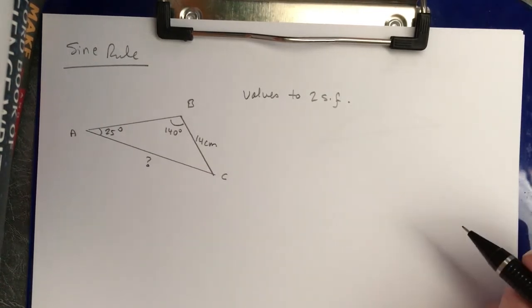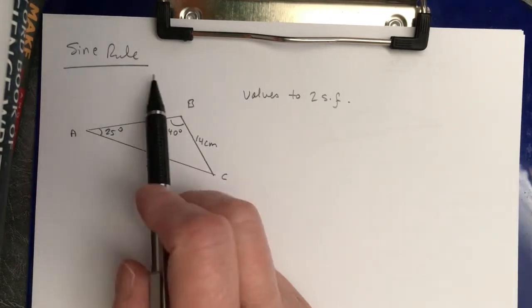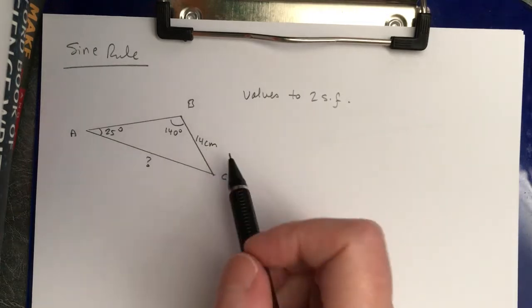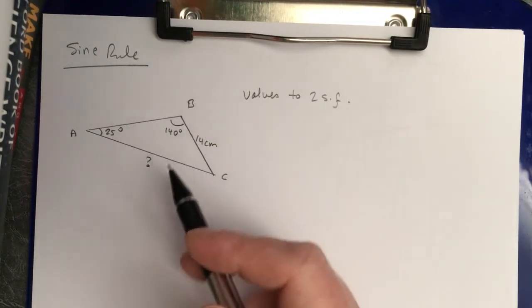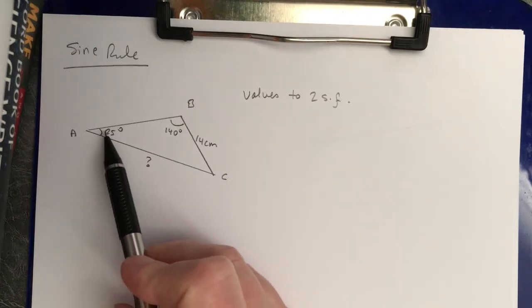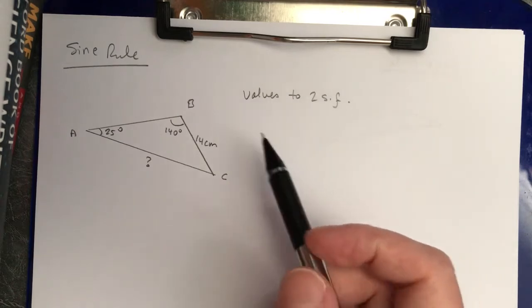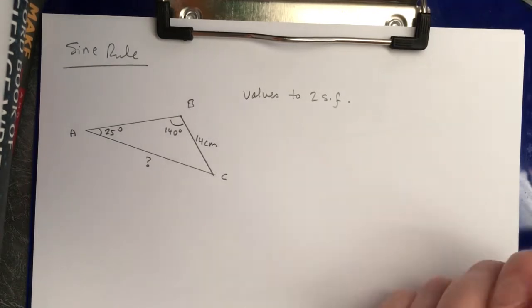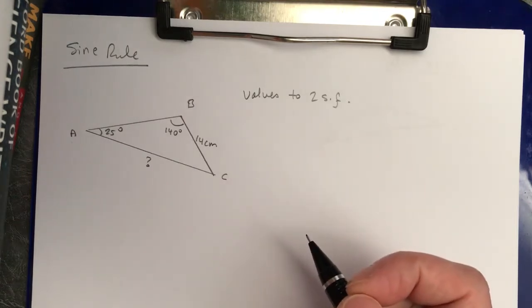Okay, so today's problem has to do with a trigonometry question. It's to do with the sine rule. We've been given a triangle, ABC, and some information about it. We know one angle down at A is 25 degrees. We know the angle at B is 40 degrees. We know that length BC is 14 centimeters, and we're interested in side AC.